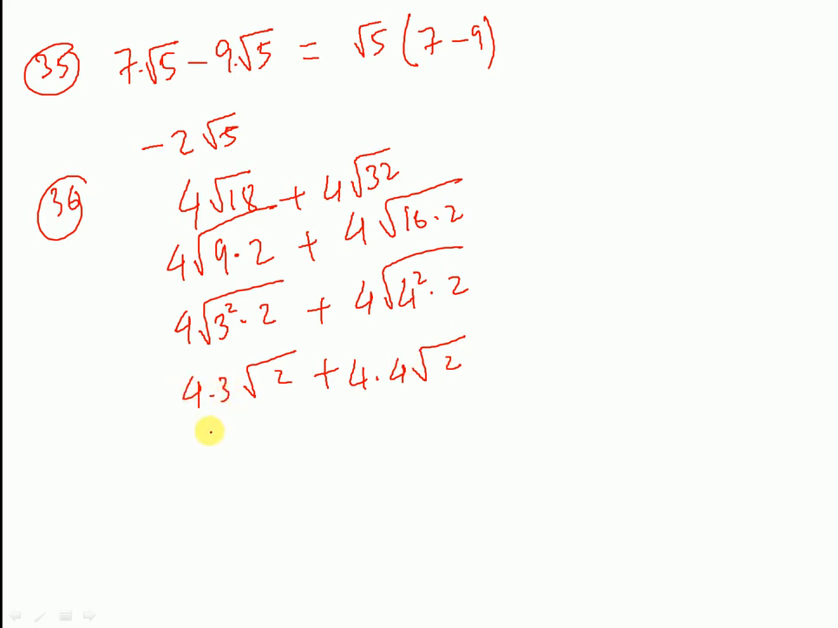4 times 3 is 12. 4 times 4 is 16. Now they have the same radical 2. 16 plus 12, that's 28. And that should be A. Next question.